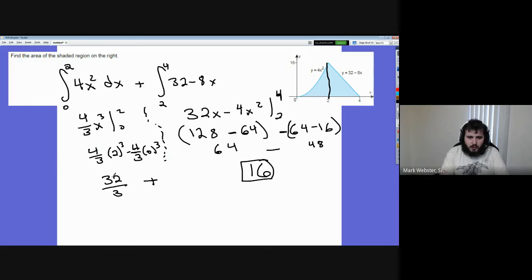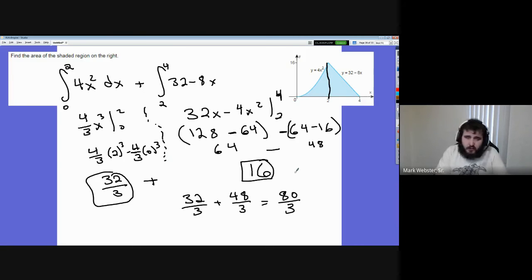So that's this part. That's this part. We can rewrite it as 32 over 3 plus 16, written as over 3 is 48. So this is 80 over 3. I did it like this. Once again, if you would rather take the time to rewrite in terms of y and then just integrate straight from 0 to 16, we can do that. So our answer was 80 over 3, right?